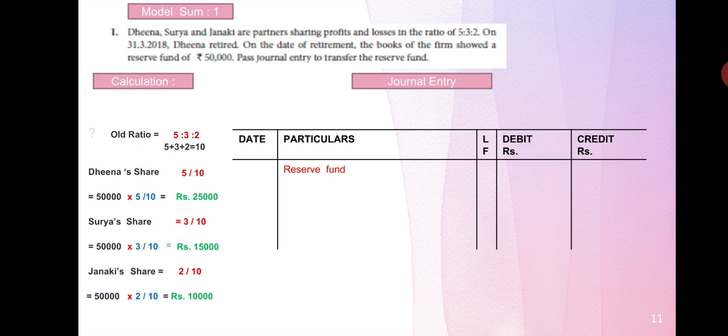So the journal entry goes like this: reserve fund account debited. Then you credit the amount to all partners' capital accounts. Now write the names individually: to Dina's capital account, to Surya's capital account, to Janaki's capital account. So this is the journal entry. Now you can take and write the amount. For Dina, how much should you take and write?